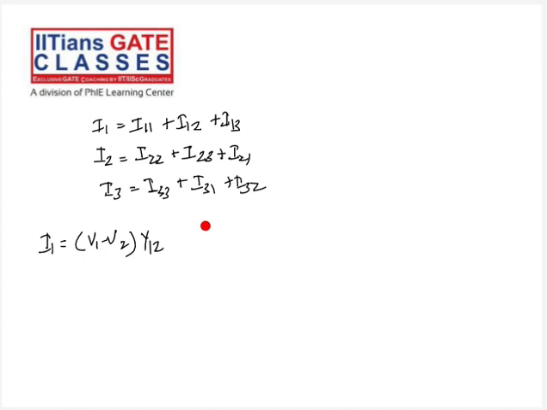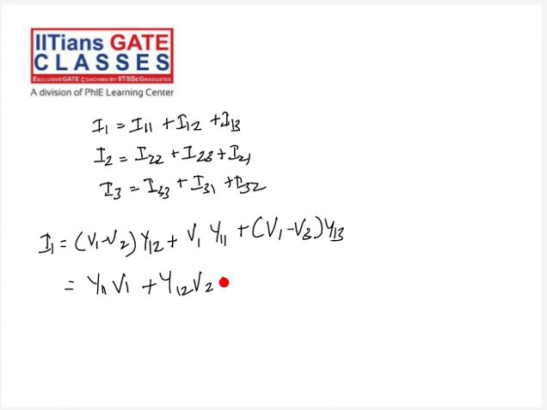Y12 plus V1 Y11 plus V1 minus V3 Y13. So if you rearrange this, you will get Y11 V1 plus Y12 V2 plus Y13 V3, right? So similarly, you can go and find for I2 and I3. You will get the same thing.